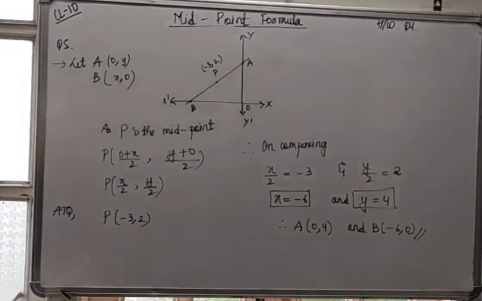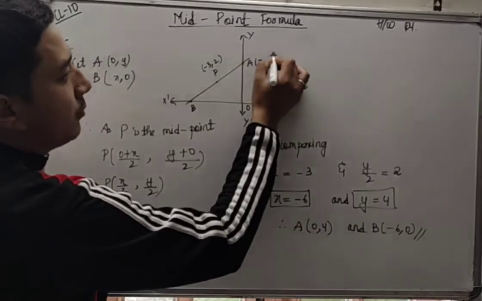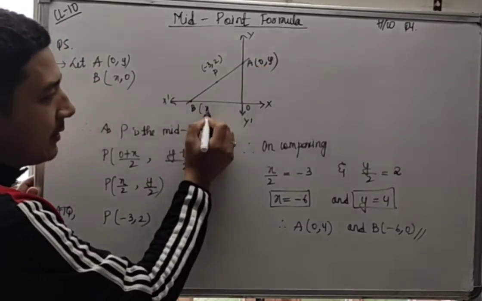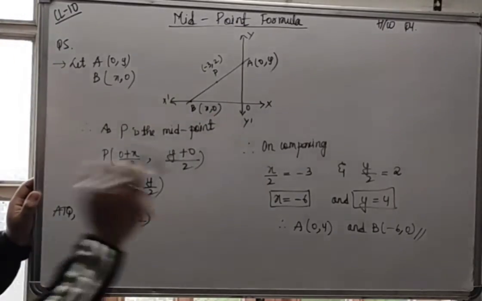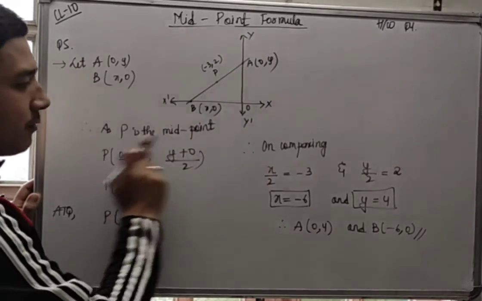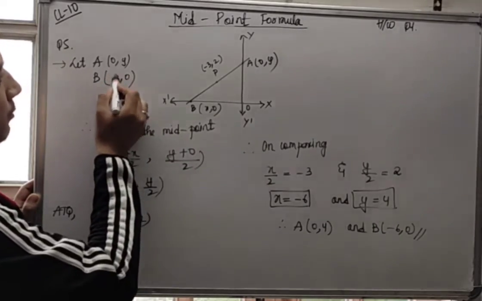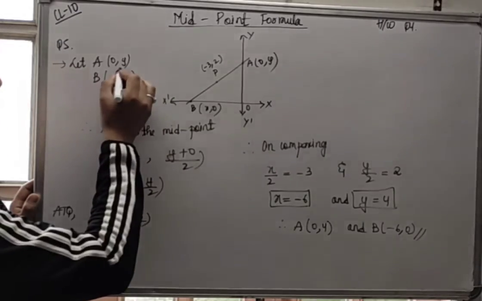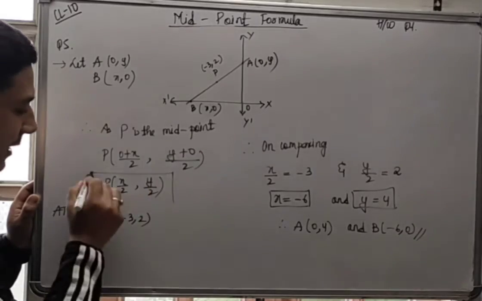Now, as capital A is lying on the y-axis, I can assume the coordinates to be 0, y. As B is lying on the x-axis, I can write it as x, 0. So let us assume A be this, B be this. Therefore, I have A, I have B, and P is the midpoint. So if I use the midpoint formula, I will get (0 plus x) divided by 2, (y plus 0) divided by 2, because P is the midpoint between A and B. So I'll be getting the coordinates of P as this.